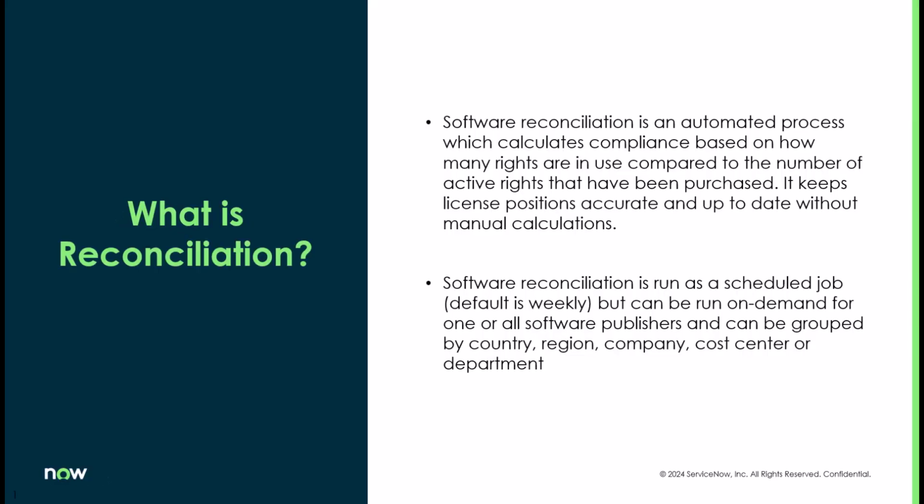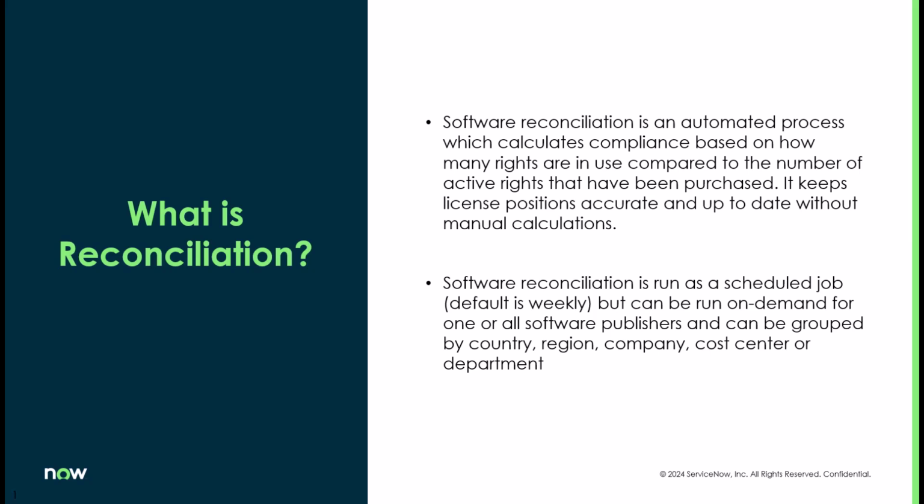So in simple terms, software reconciliation is an automated process which calculates the compliance based on how many rights are in use. Another way to say that would be how many installations there are compared to the number of active rights that have been purchased. Doing this helps keep the license position accurate and up to date without having to do manual calculations and spreadsheets and things like that.